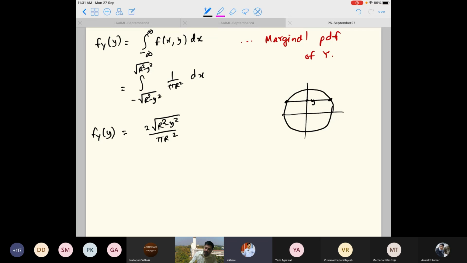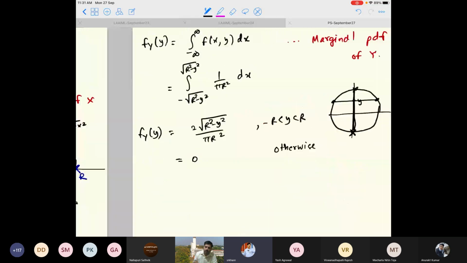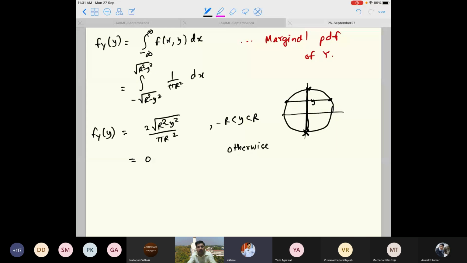And what is the range of y? The range of y is going to be from minus r to r. Y can take values on this vertical axis, right? So minus r less than y less than r. That is the marginal PDF of y. That is what you have. So this is equal to 0 otherwise, that is how you have to define. So you have to define it for the entire real line. So this is equal to 0 otherwise. Okay. So I hope this concept of obtaining marginal PDFs from the joint PDFs is clear.